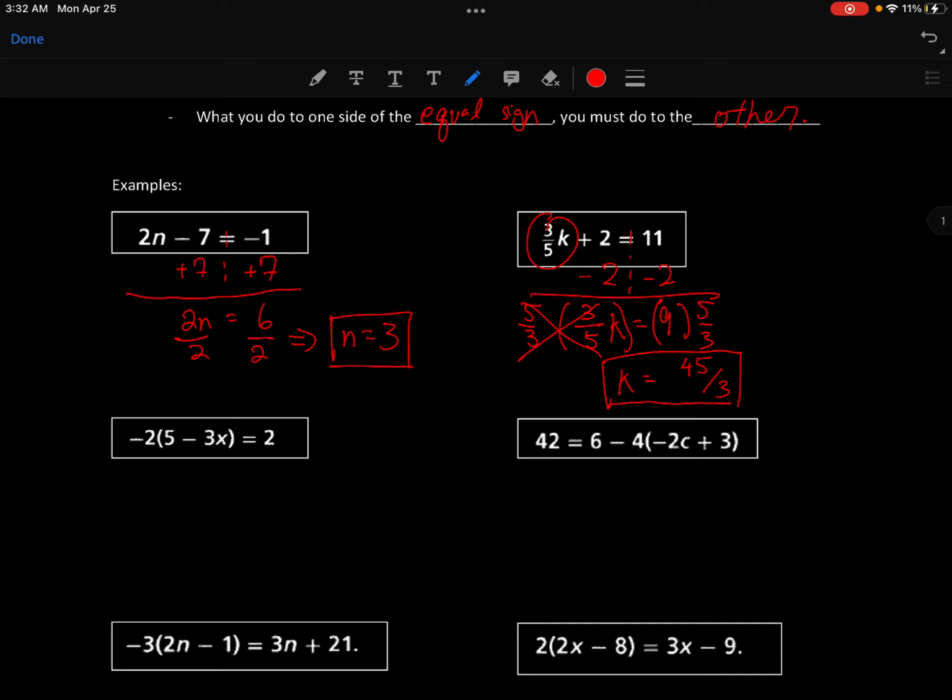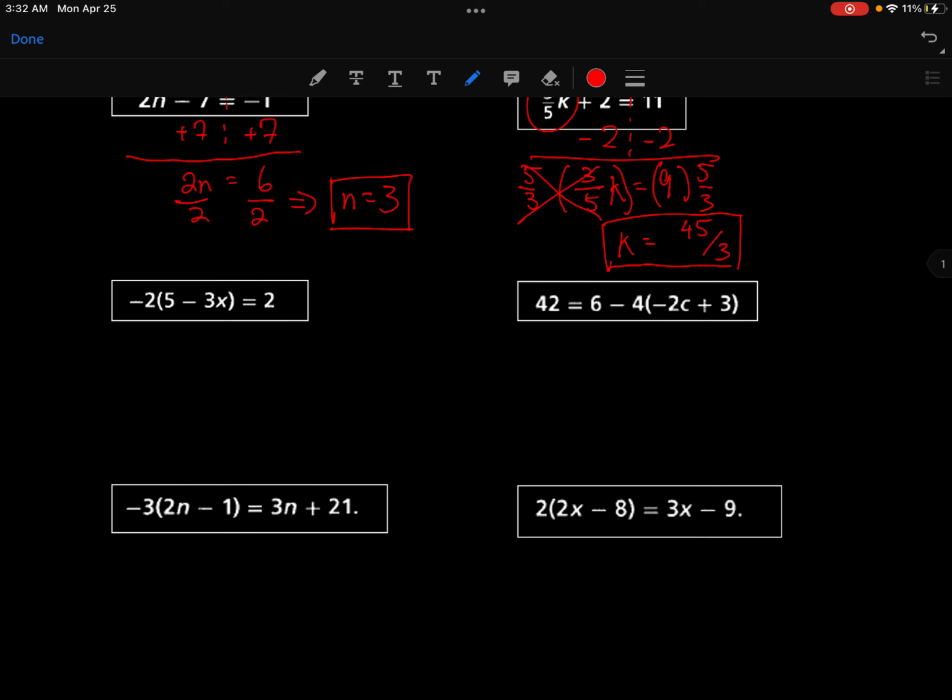Second answer. Aha, now the PEMDAS comes into play. One of the sides is not simplified. Why? Because you can still use a distributive property. Let's do that. Number 1, do the distributive property. You get negative 2 times 5 is negative 10, plus 6x is equal to 2. Now that we've simplified each side, now we can solve for the variable.